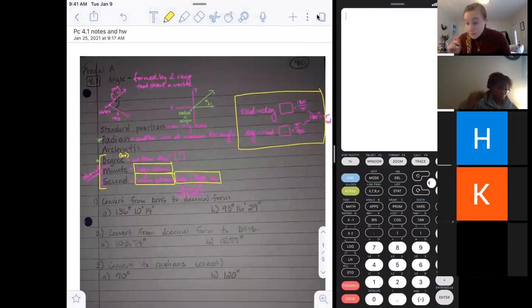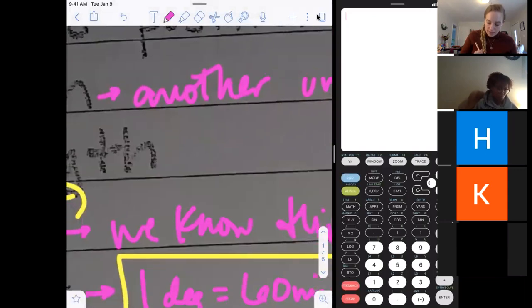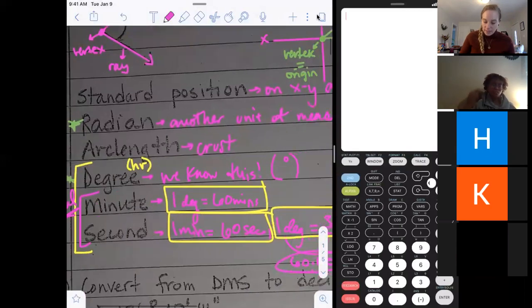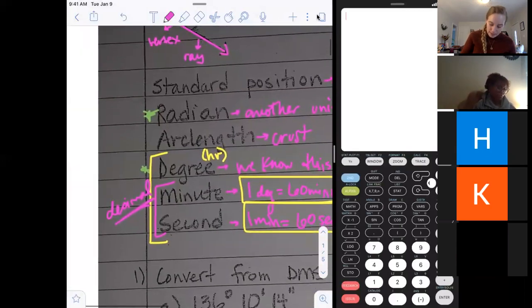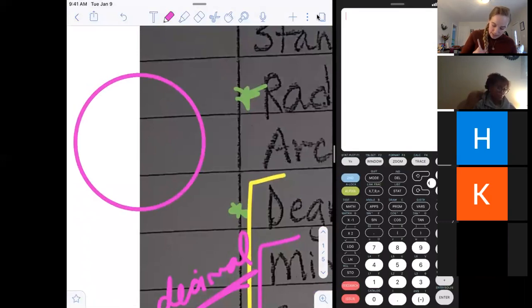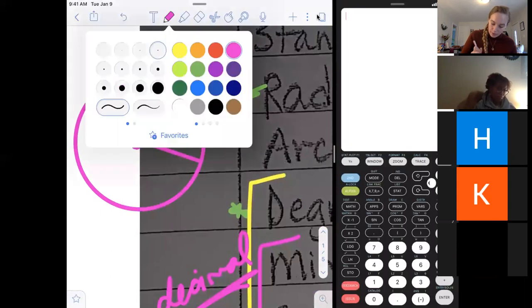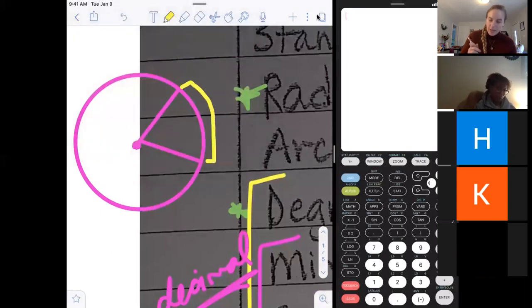Okay. And then there's one other thing we need to know before we move on, and that's arc length. And we'll just barely look at that today. Arc length is like the crust of a pizza or a pie. It's like if I'm looking at a piece of pizza, or what looks like a piece of pizza, in a circle. The arc length is like this part right here. It's that curved distance from where the radiuses connect to the sides of the circle. That's my arc length.